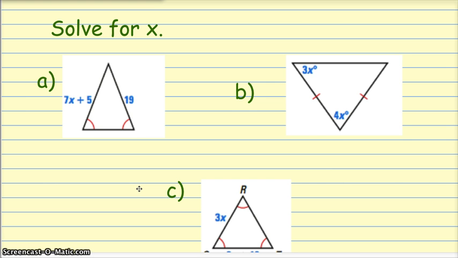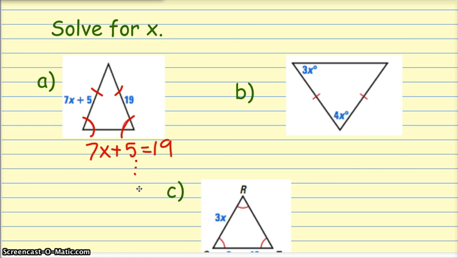Handful that you have to set up and solve for x. Look at the markings that it gave you. It's giving you that these base angles are congruent. If base angles are congruent, then side lengths are equal. Go ahead and solve it.